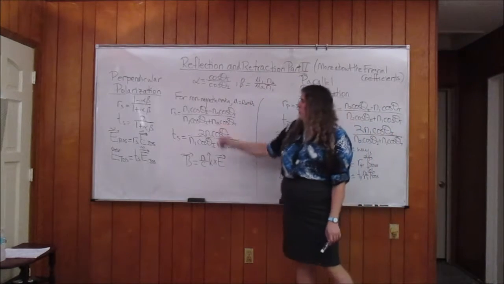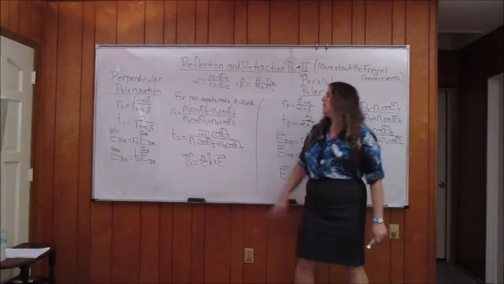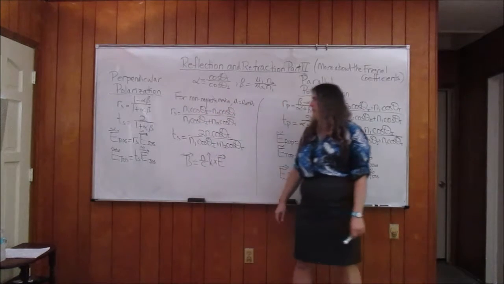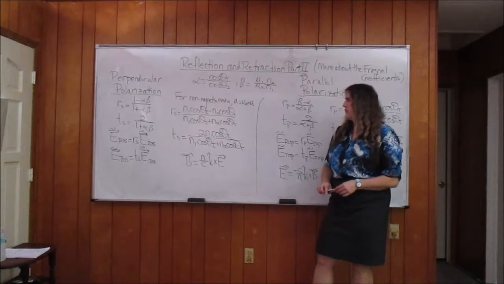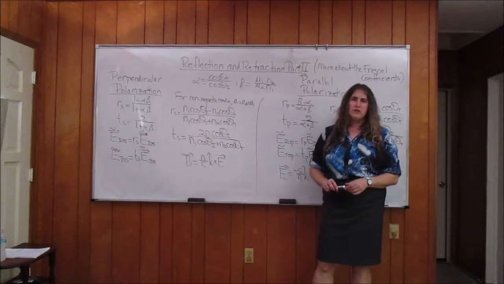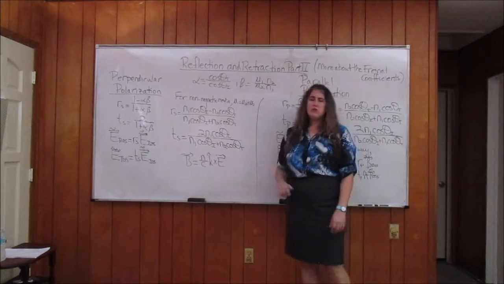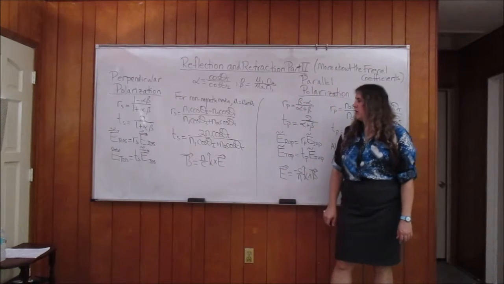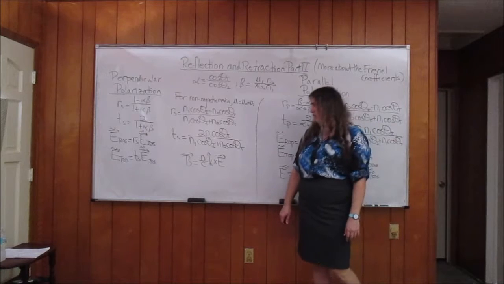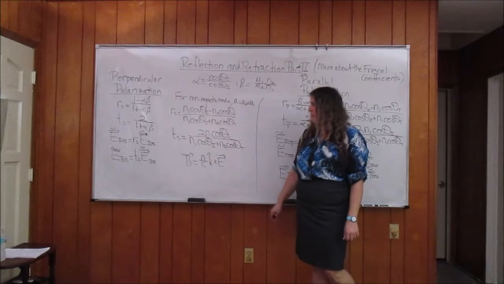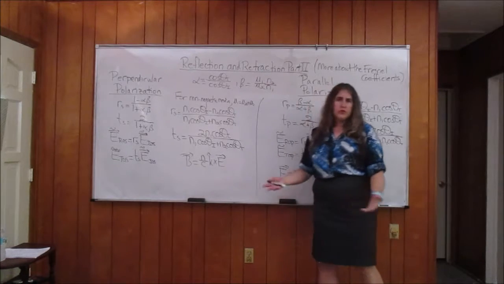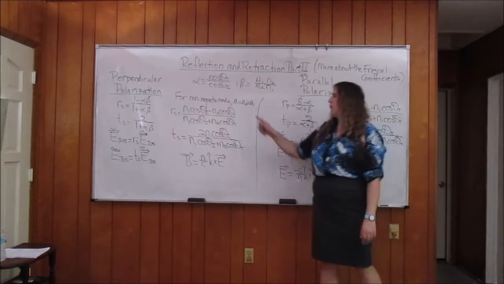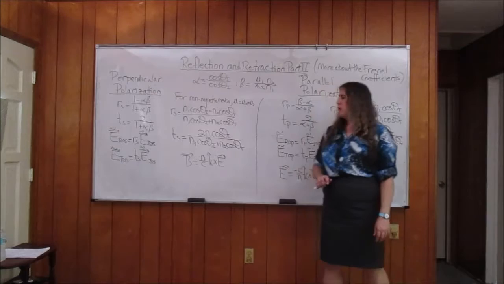And therefore, the coefficient of reflection written out is n1 cosine theta I minus n2 cosine theta t, all over n1 cosine theta I plus n2 cosine theta t. Coefficient of transmission in this case is 2n1 cosine theta I, all over n1 cosine theta I plus n2 cosine theta t. And once again, the S refers to the German word Senkrecht, which means perpendicular.